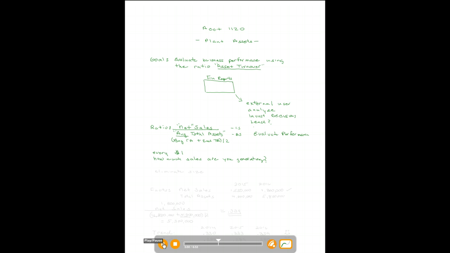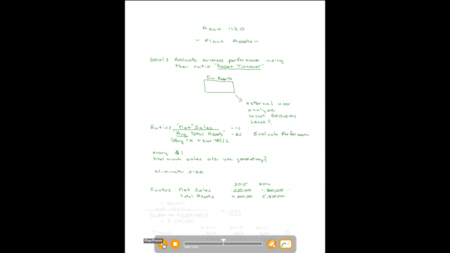I like this ratio because it eliminates size. You can compare small businesses to really large businesses. Small businesses have smaller sales and smaller total assets. And big businesses are the opposite, humongous sales and enormous amounts of total assets. Let me give you some facts and we'll calculate this ratio.